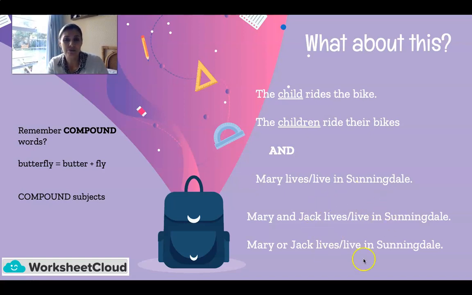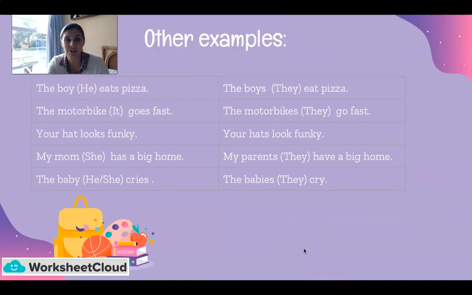But if I join them with the word or, okay, that's telling you it's either Mary or it's Jack. So there's one Mary or one Jack. It's not together, not and. And so you treat it as a singular subject. So Mary or Jack lives needs the S. Great. So here are some other examples.